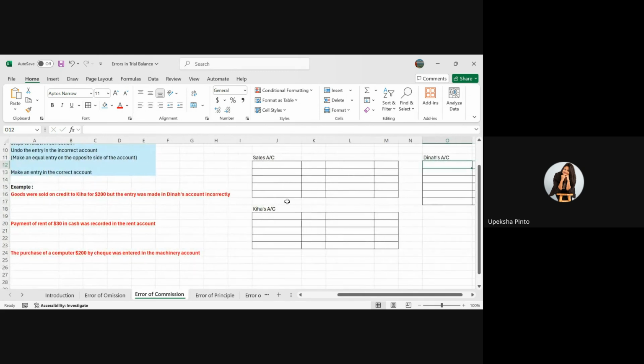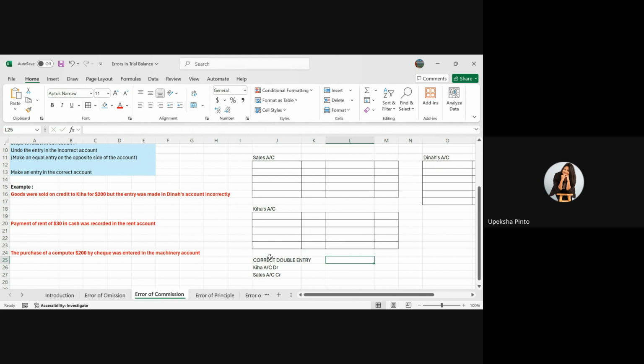We'll read now. Goods were sold on credit to Kiha for 200, but the entry was made in Dina's account, right? So we have to first understand what the correct double entry is and what the wrong double entry is. So we'll write here: correct double entry. What is my correct double entry? I'm selling goods on credit to Kiha. That means it should be Kiha account debit and sales account credit. This should be my correct double entry. But at the moment, the situation is wrong, right?